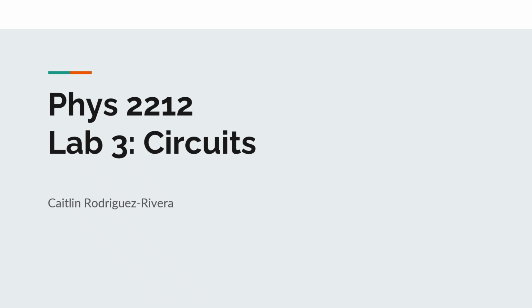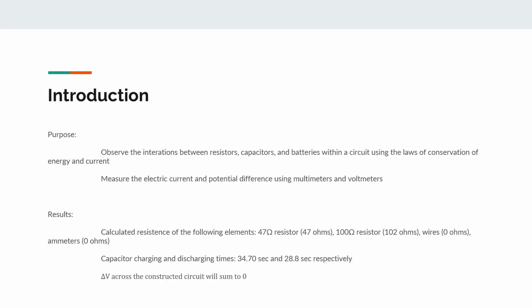Hello, this is my Physics 2212 Lab 3 circuits. The purpose of this experiment is to observe the interactions between resistors, capacitors, and batteries within a circuit using the laws of conservation of energy and current, along with measuring the electric current and potential difference using multimeters and voltmeters, along with some results from our experimental process.